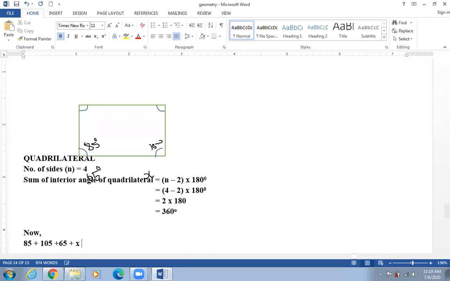85 plus 105 plus 65 plus x. If we add all these angles, then it is going to be equal to 360 degrees. Please write the sign of degree also.